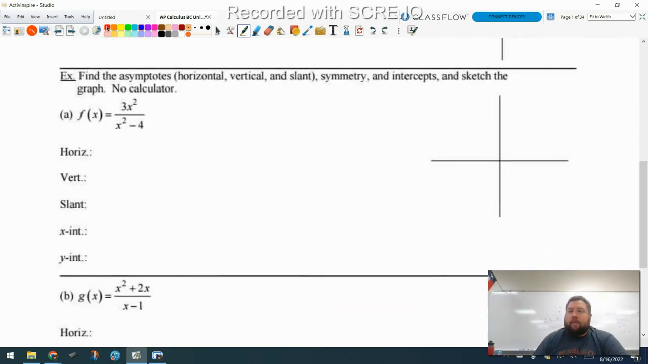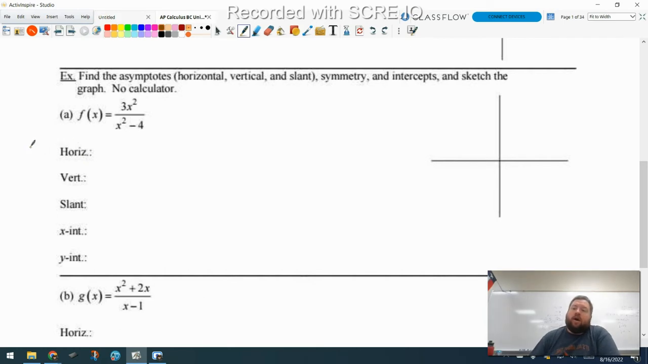All right, next. So back to finding some x and y intercepts. Now we have some asymptotes. We have a rational function here. So we're going to find our vertical and horizontal asymptotes and a slant asymptote if that's applicable. So let's get to that. First thing they ask about is horizontal asymptotes.